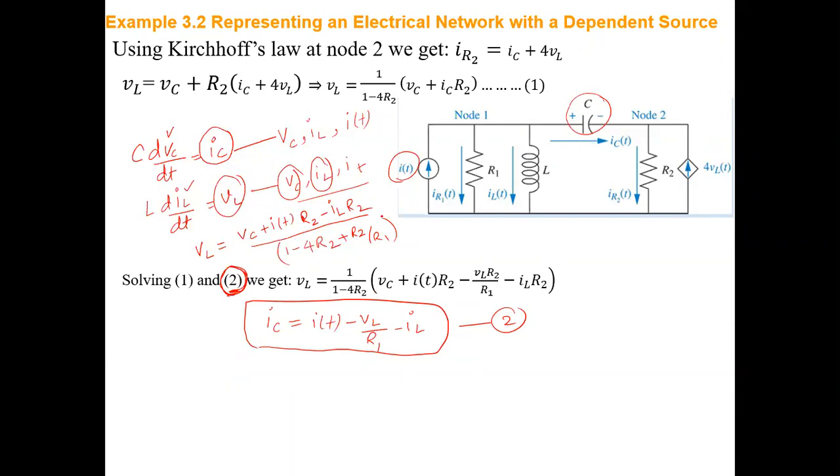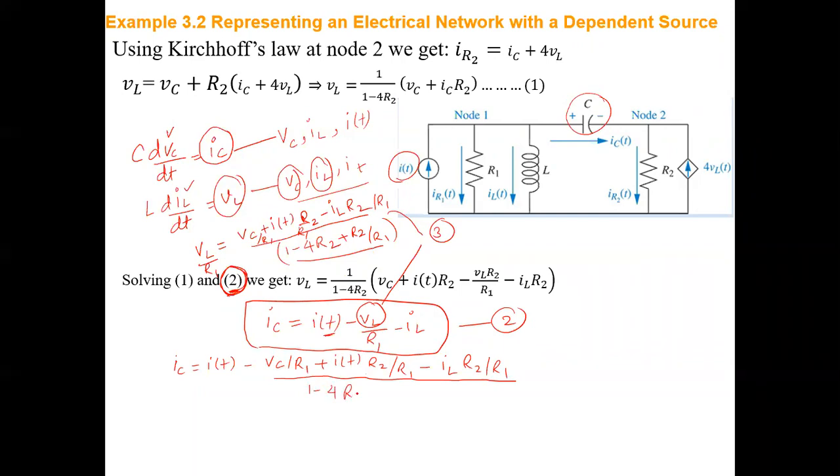So now we have to plug this in, right? We have to plug this VL in because we have the VL now here. Let me call this three. This VL comes from here. So IC equals IT, this guy, right? Minus VL over R1. What will your VL over R1 be? So VC over R1, R2 over R1, right? Is that okay? Then minus VC over R1 plus IT R2 over R1 minus IL R2 over R1, divided by the bottom here, right? This guy. 1 minus 4R2 plus R2 over R1. Then you have IL.